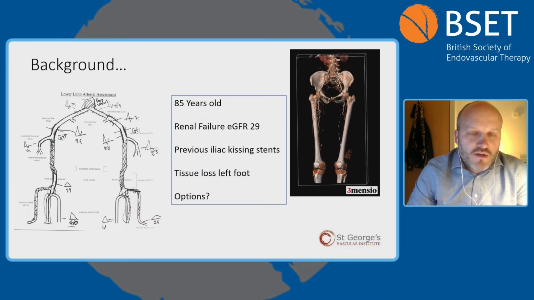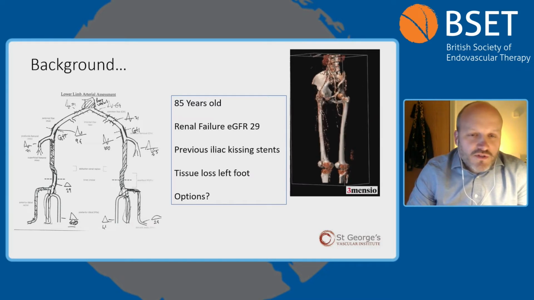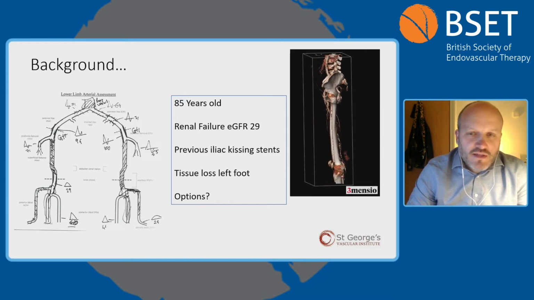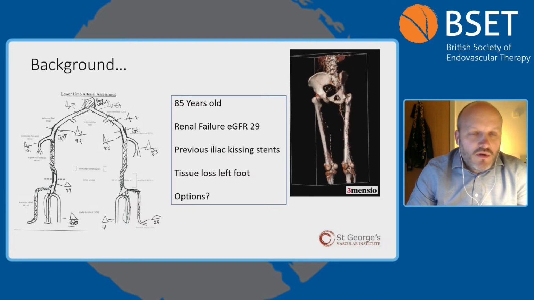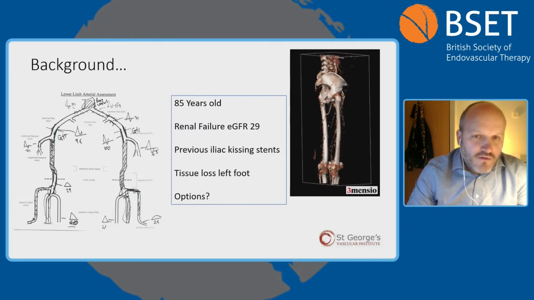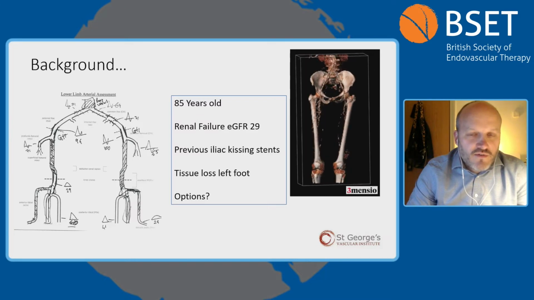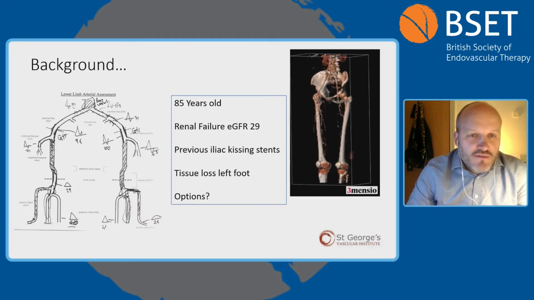So the problem was that she's got an eGFR of only 29, but she was otherwise relatively independent, completely with it. So the options that we're presented with obviously is a choice between open or endo. She probably could have got through a general anaesthetic, but the renal failure was concerning in terms of whether she should have an open repair or not. It's obviously also concerning as to whether she would support an endo repair. The kissing iliac stents cause an issue in terms of access.